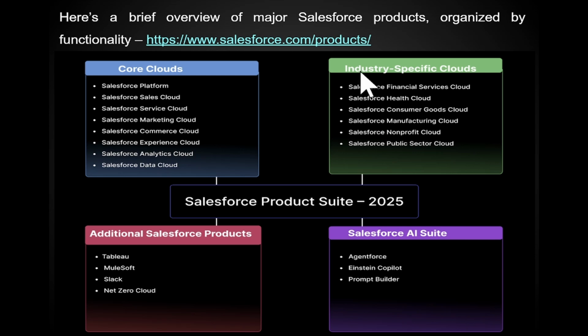And second is industry specific clouds, like industry specific clouds in Salesforce, which have pre-built solutions for specific industries, like we discussed: healthcare, education, manufacturing. If we take the example of a healthcare industry that wants software for their business, of course they can use Health Cloud, because Health Cloud already has the pre-built solution.